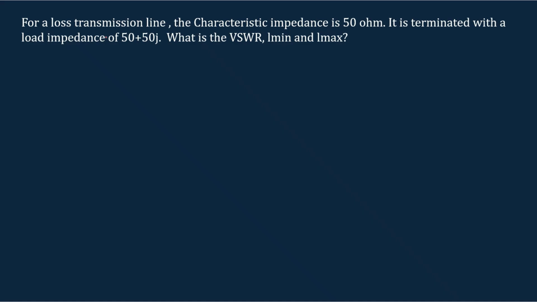So here is the question: for a lossless transmission line, the characteristic impedance is 50 ohm. It is terminated with a load impedance of 50 plus 50j. What is the VSWR, L minimum and L maximum? If you have to deal with the Smith chart, the first thing you have to do is normalize. For normalization, always divide by the characteristic impedance. So it will be (50 plus 50j) by 50, which gives you this value.